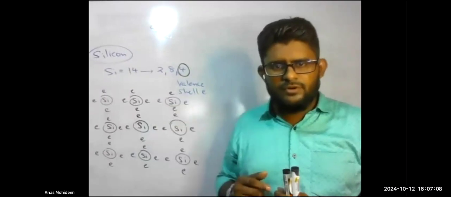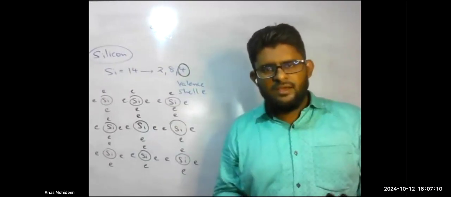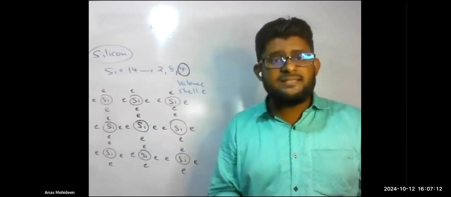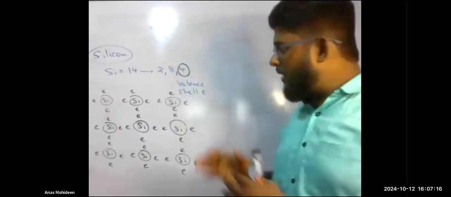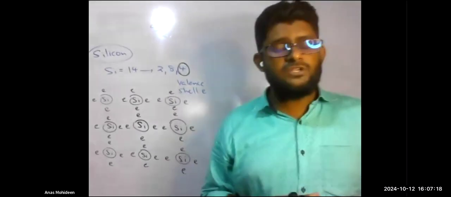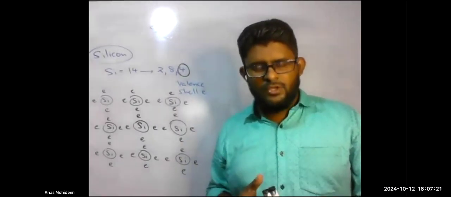And this is a covalent compound, right? So we don't say a covalent lattice, we name it as an atomic lattice. So this is an atomic lattice. And the bonds between them are not that strong. They are weak.